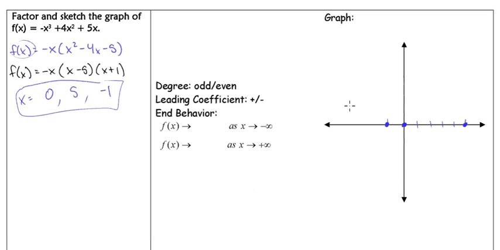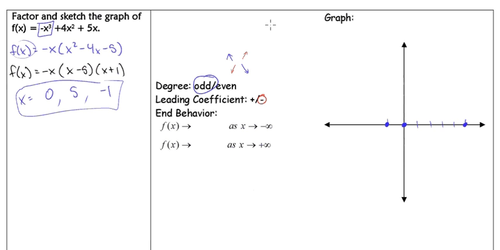Now let's see where it starts. So we need to know its end behavior. So our leading term, that negative x cubed, is an odd degree. So we know that the two ends are going opposite directions, either starting at positive infinity and ending at negative infinity, or starting at negative infinity and ending at positive infinity. And it depends on the leading coefficient. Our leading coefficient here is negative 1, so it's a negative number.